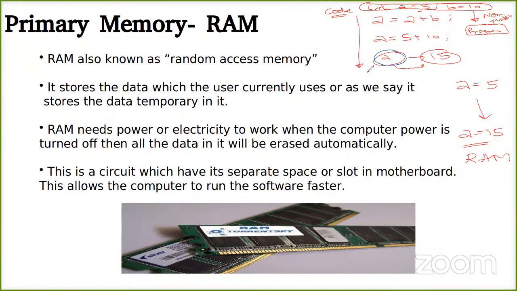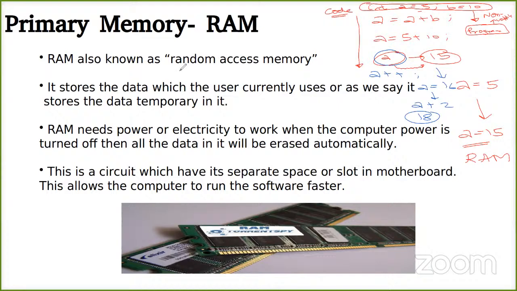So A is equal to 15 over here. Tomorrow I say A plus plus, then 15 becomes 16. Then in the program, if I say A plus 2, then 16 becomes 18. So what are we seeing over here? We are seeing that the value of this variable A keeps on changing. So some memory has to be there in the system which stores this. That is being stored by your RAM, or random access memory.